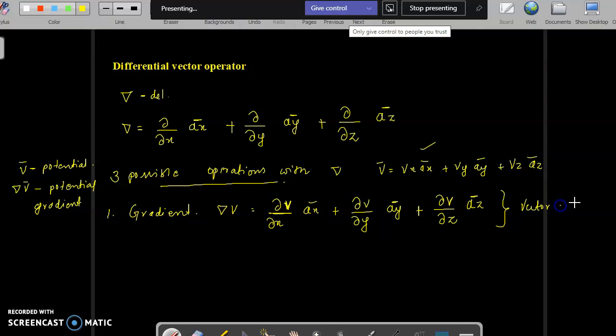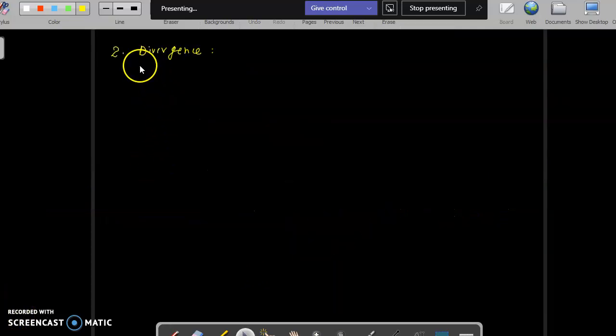It is a vector, because you have the information about what is the magnitude of this vector along Ax, Ay and Az. So divergence is the next operation. So it can be represented as del dot V, del dot vector.